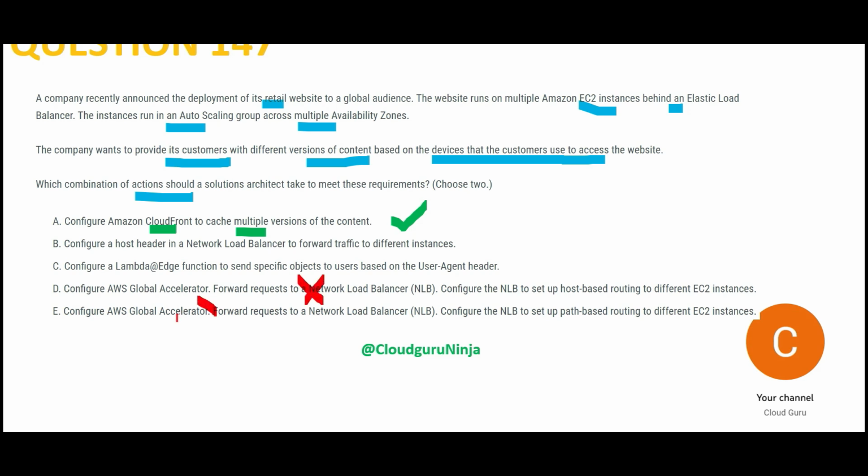D and E both make use of Global Accelerator, and B is saying to configure the host header in the NLB to forward traffic to different instances, but that will not help you with different versions on the different devices. That will not help you with that. You will have to make use of Lambda@Edge function.